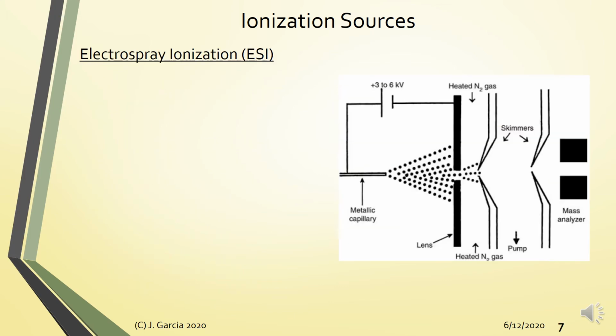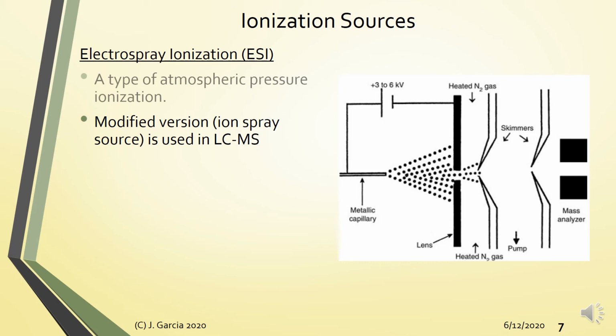Next, we have your electrospray ionization, or ESI. This is a type of atmospheric pressure ionization wherein the ionization process is induced under atmospheric pressure. So earlier, electron ionization and chemical ionization both took place inside the vacuum of the mass spectrometer. But for electrospray ionization, it is actually under atmospheric pressure initially. And this is actually used for LCMS. Remember, for liquid chromatography mass spectrometry, your analyte is actually dissolved in the mobile phase.